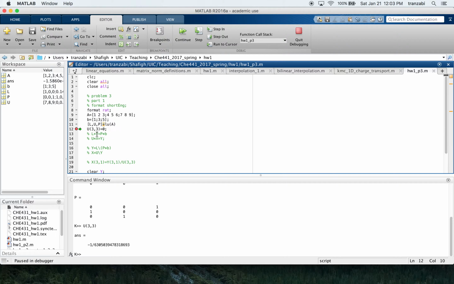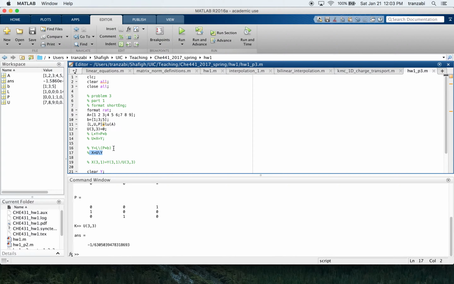First, you have to solve for y through Ly equals Pb, right? And then in the second step, you do Ux equal to y. First, you solve for y, and then you solve for x. Now, to solve for y, basically you do the backslash operator of L and Pb using this equation, right? And then after you solve for y, you find x through back substitution using the U matrix.